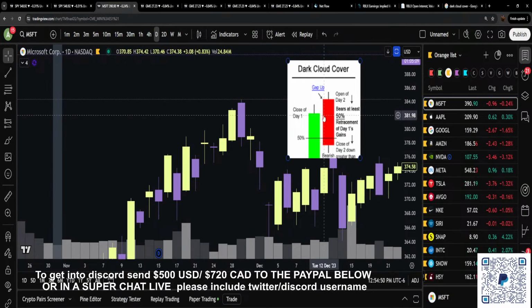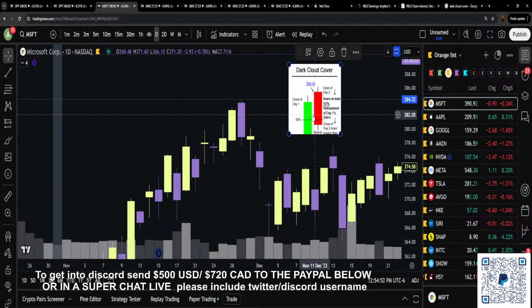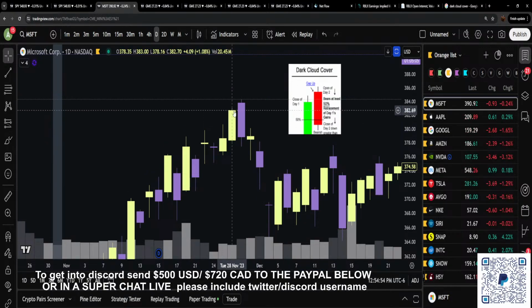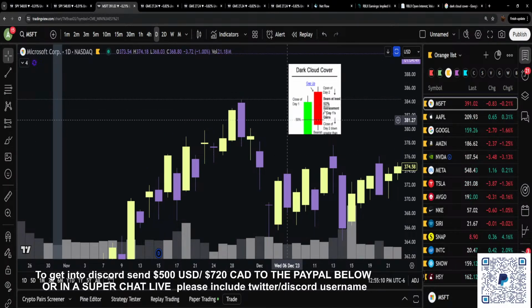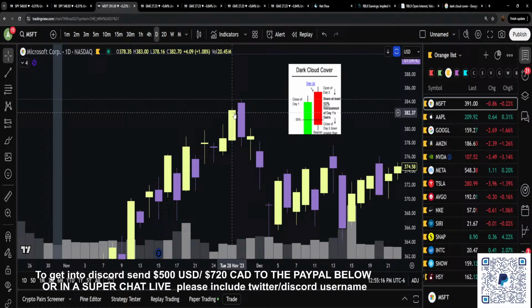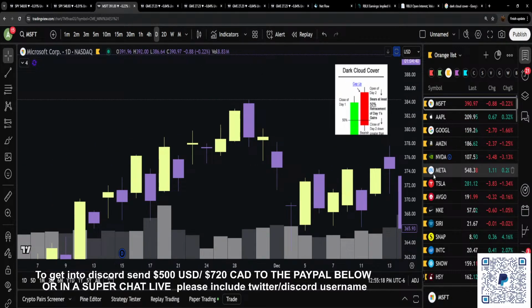So what happens with dark cloud cover, you can see in the image here, is you have a bullish candle, and the next day of price action will start with a gap up. It looks super, super bullish. Then by the end of that day, that candle starts to form what looks almost like a bearish engulfing, except it doesn't completely engulf the candle.